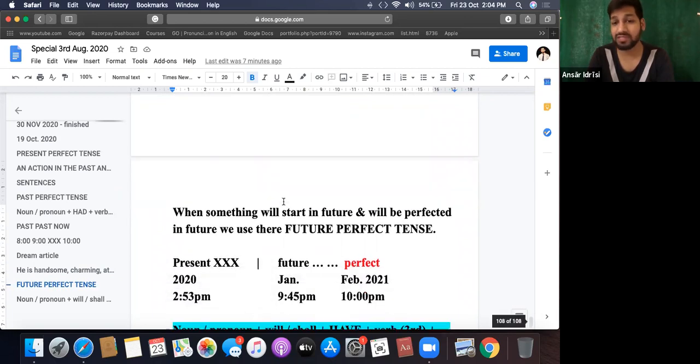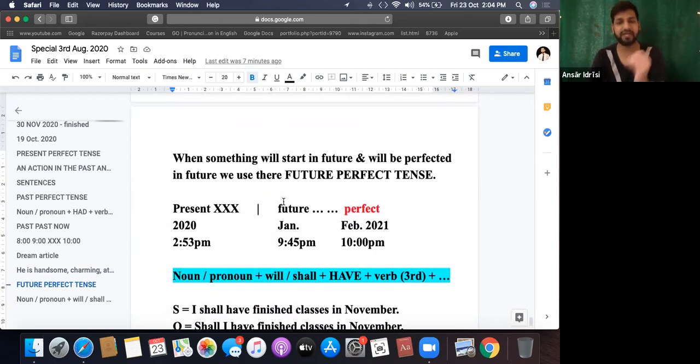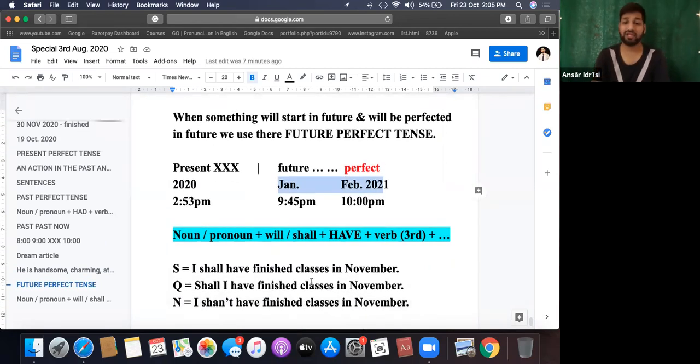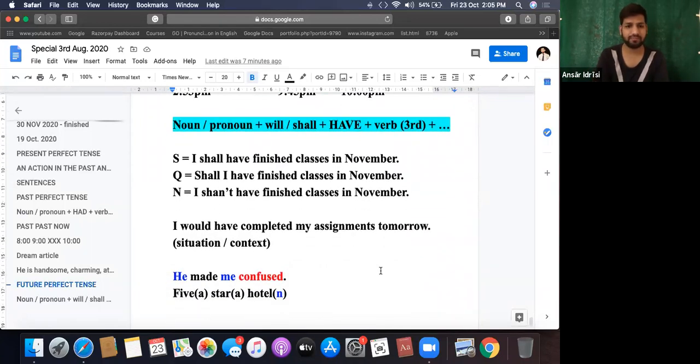Future perfect tense: when something is going to start in future and will be perfected in future, we call it future perfect tense. Something starting in January 2021 will be perfected in February 2021, we call it future perfect tense. For example, I shall have finished classes in November. So November is not now, it is October. So I shall have finished. Shall I have finished? I shan't have finished.